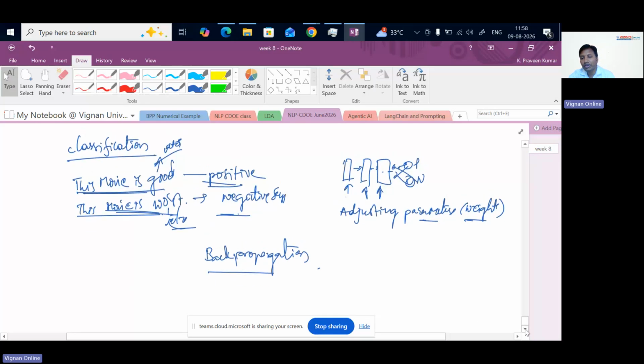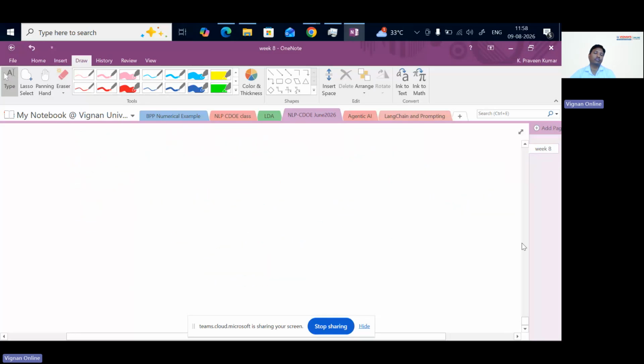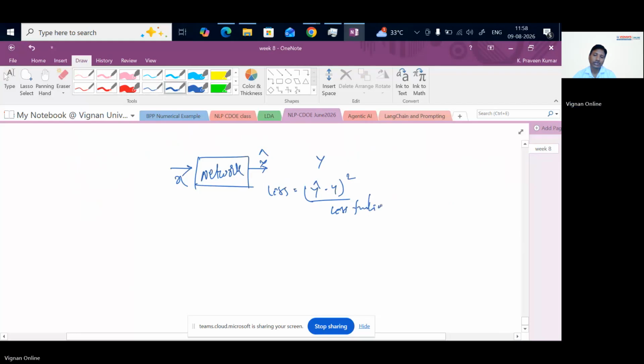What you do in this back propagation is that, so this is my network. You are giving the x part, and it is generating y hat, and y is the original one. So in back propagation, we calculate the loss equal to (y hat minus y) whole square. This is my loss function, and using it we calculate the loss.